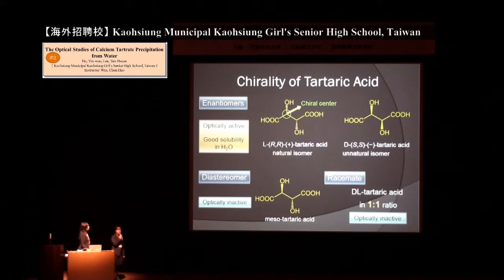In order to give a comprehensive knowledge of tartaric acid, we will briefly introduce the chirality of tartaric acid. We know that tartaric acid has three different optically active forms: meso, levorotatory, and dextrorotatory. The L and D compounds have good solubility in H2O, and they are optically active, so they are enantiomers. Because of the symmetrical form, meso compounds are optically inactive. There is DL tartaric acid in a 1:1 ratio in racemic compounds. Thus, they are optically inactive too.